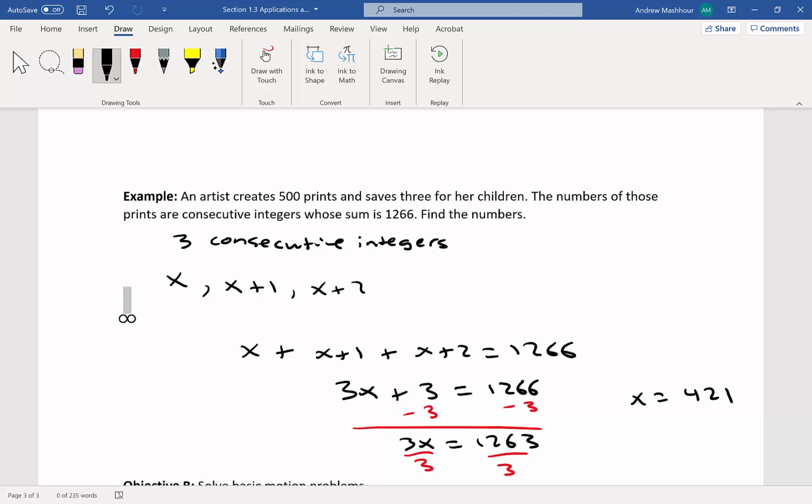So that just gives us the first integer. 421 is the first integer. Then the next consecutive integer would be 422, and then you have 423. And now we have our solution.